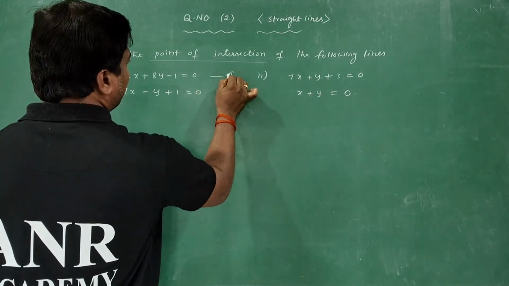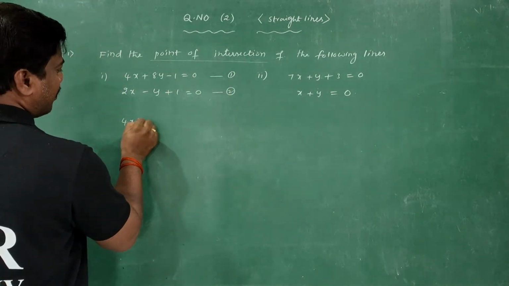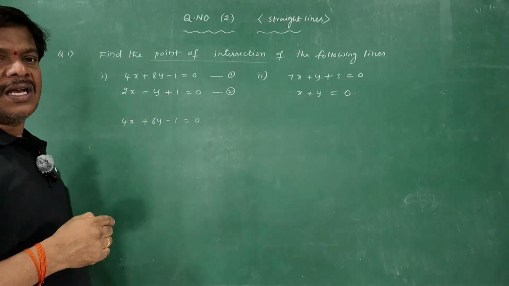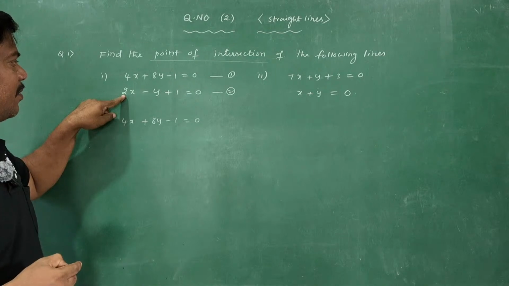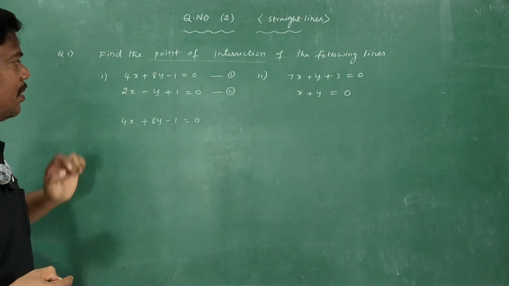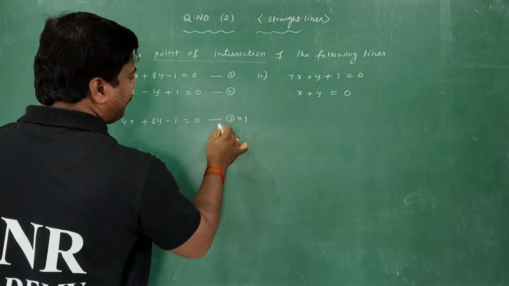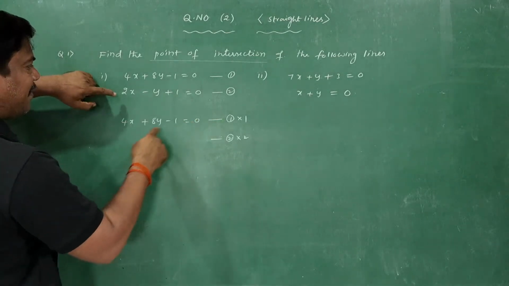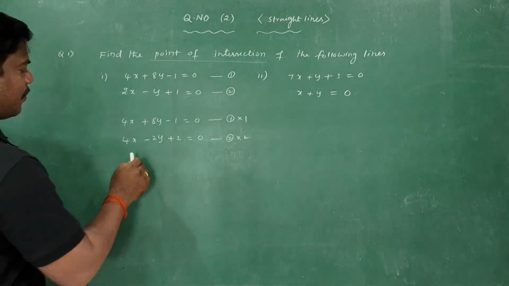This is equation 1 and this is equation 2. The same equation 1 I am going to write as it is, but the second equation I am going to multiply with 2. When I multiply with 2, the second equation becomes 4x minus 2y plus 2 equal to 0. So you can easily remove x terms. This is equation 1 multiplied by 1 and this is equation 2 multiplied by 2, right? If you multiply with 2, 4x minus 2y plus 2 equal to 0 we get.